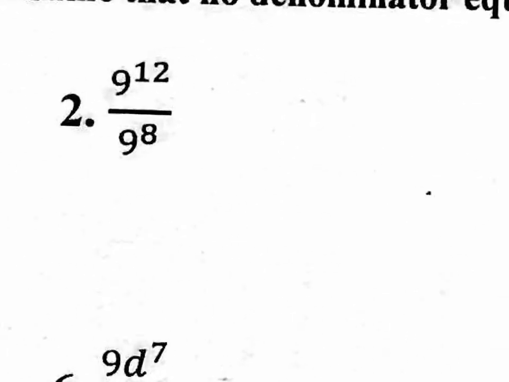Yes, there's 9 to the 12th power up on top. That means 9 times 9, 12 times. So there's 12 nines up there. There's 8 nines on the bottom. 8 nines cancel out with 8 of those, and you will have 4 of those nines left over up on top. So I would just say leave it as 9 to the 4th.